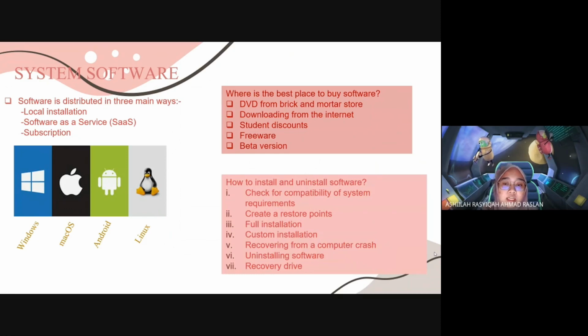How to install and uninstall software. For the first step, you need to check the compatibility of system requirements. The second is to create a restore point. Third, you need to do a full installation. Next, you need to do a custom installation, recover from a computer crash, and uninstall software. The last step is to recover from a drive.